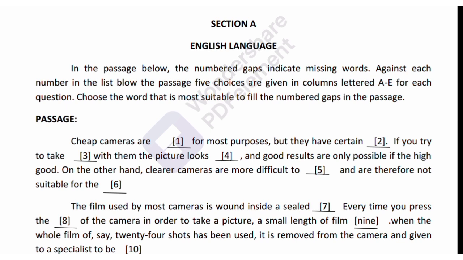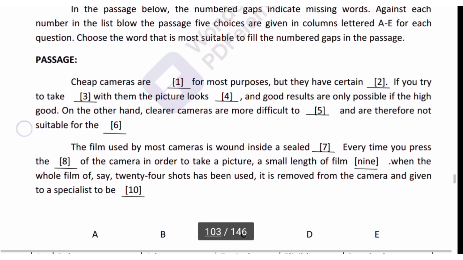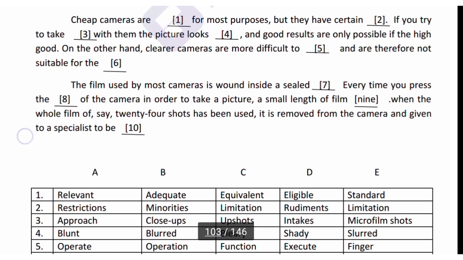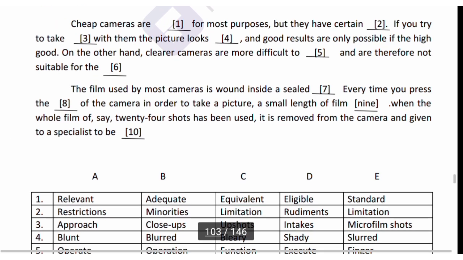Number one, cheap cameras are dash for most purposes. So cheap cameras are adequate. Okay, number one, adequate, B, for most purposes.